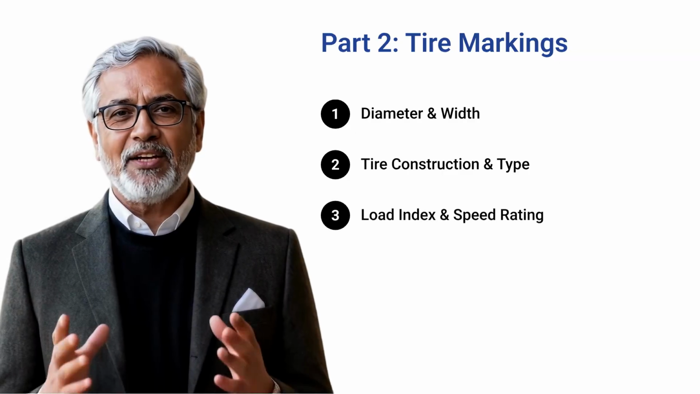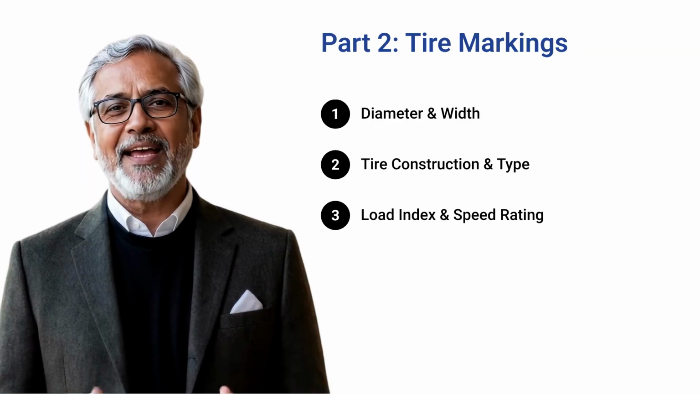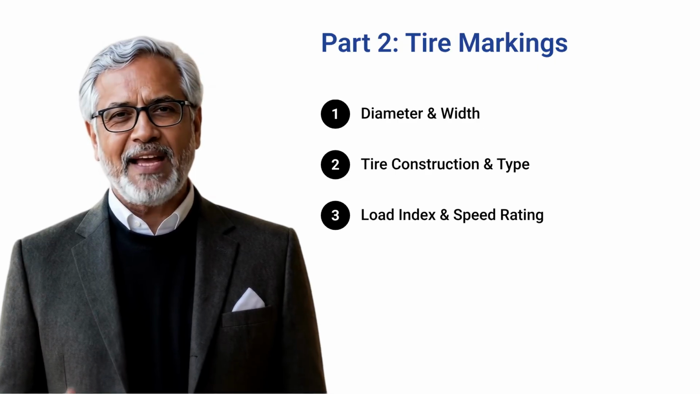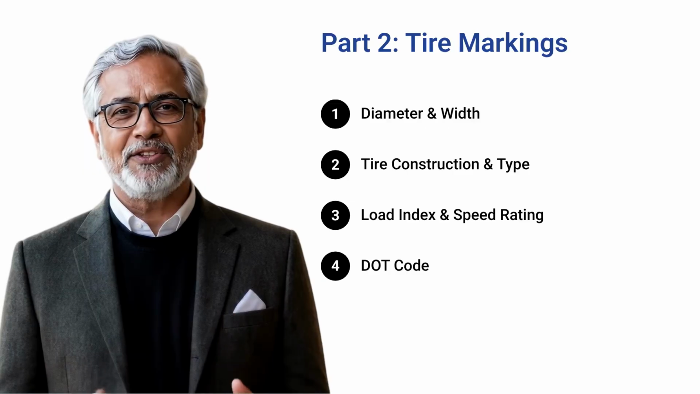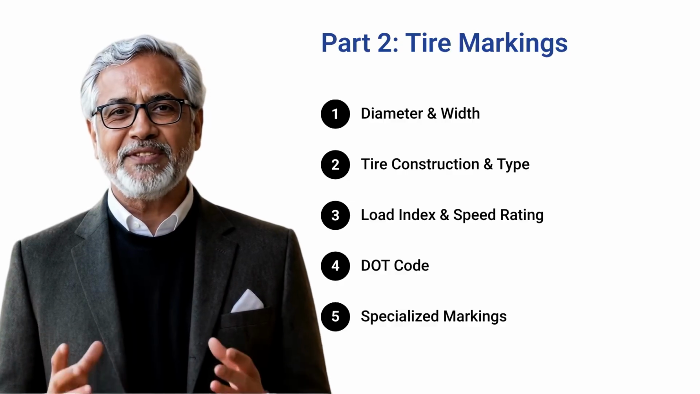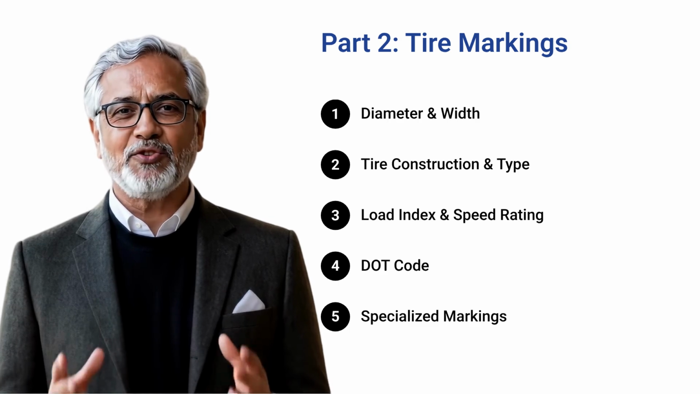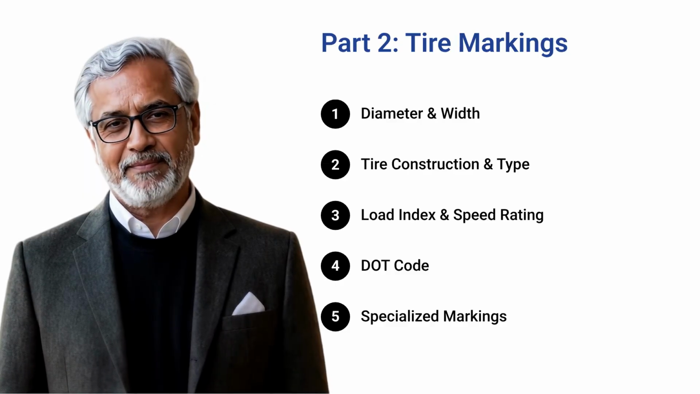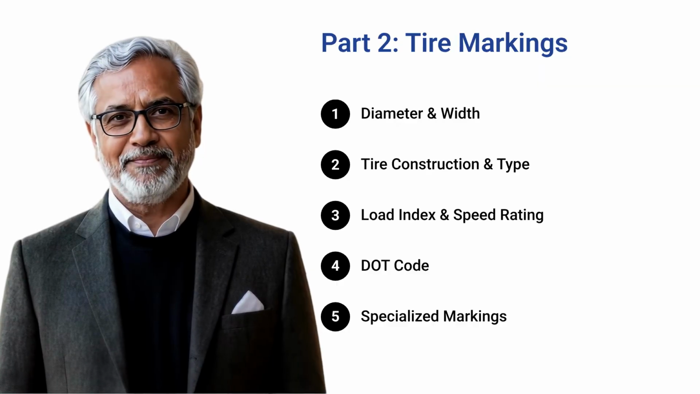We will then explain the load index and speed rating, which define how much weight a tyre can carry and the maximum speed at which it can operate safely. After that, we will study the DOT code, which provides manufacturing and tyre age information. Finally, we will cover specialized markings, particularly M+S and 3PMSF, which indicate a tyre's suitability for mud, snow, and severe winter conditions. Let us now start with the first topic, diameter and width.